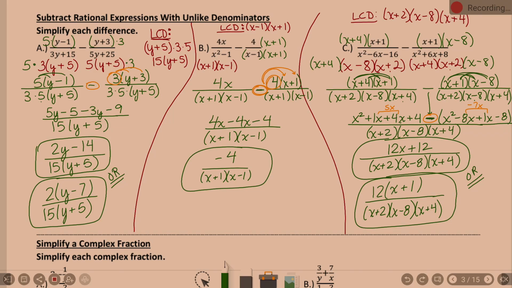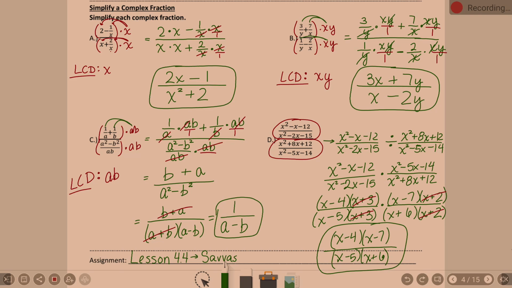Okay, guys. Lesson 4.4. Make sure you get in there and get work done on it, right? Get it done. Some of you are getting way behind in Savas, and that's not a good thing. Is it due tomorrow? Yes, 4.4 will be due tomorrow.